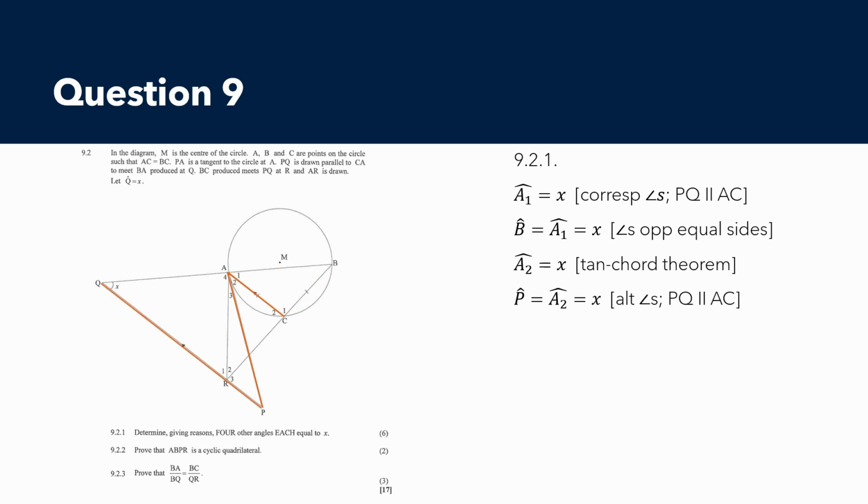Angle P is equals to angle A2, and they are both equals to x. Reason, alternate angles because PQ is parallel to AC. Moving on to 9.2.2.